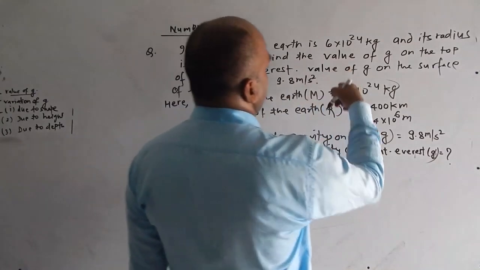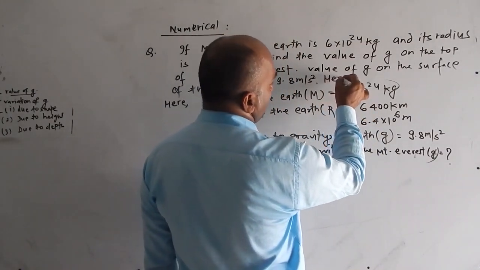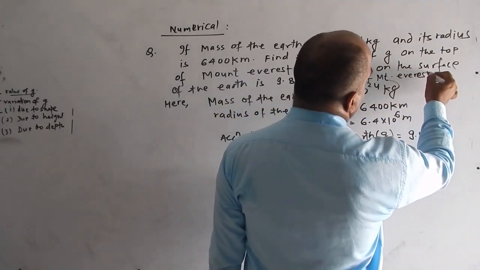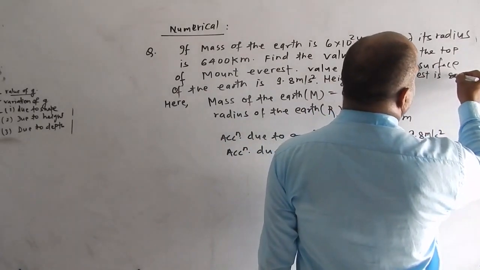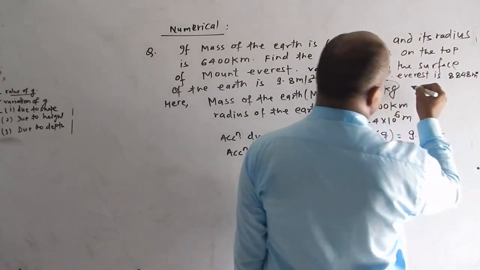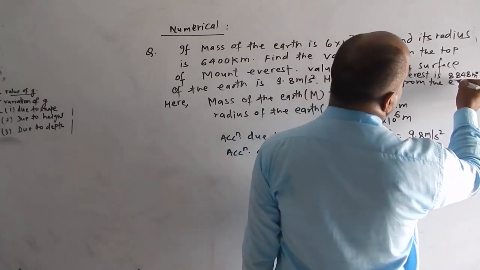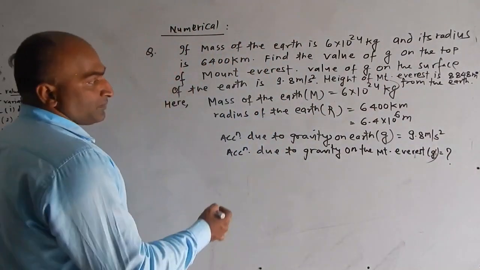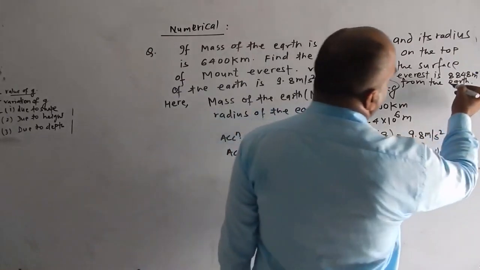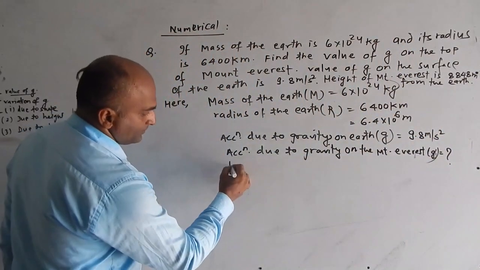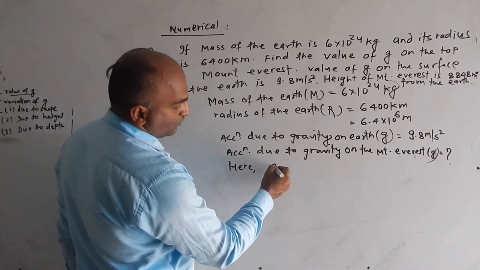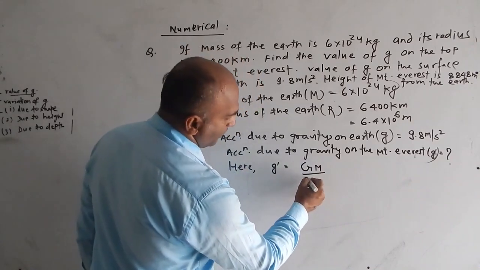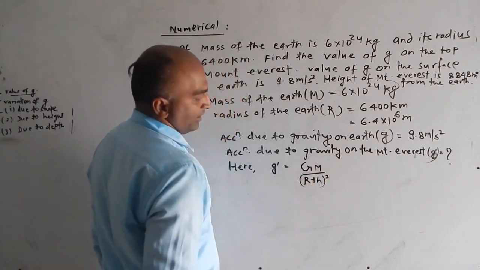Here, in the given data, the height of Mount Everest must be given. Height of Mount Everest is 8848 meter from the earth. This point is missing. Here you use the height of Mount Everest as according to the given data, 8848 meter. Here g prime equal to GM by R plus h, whole square.